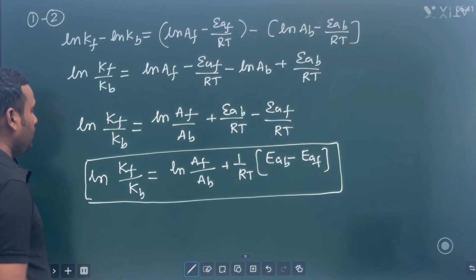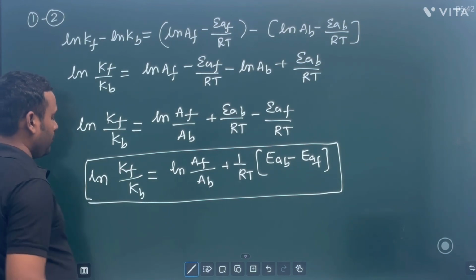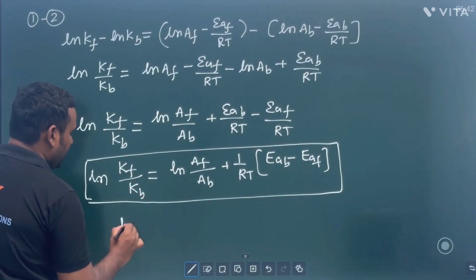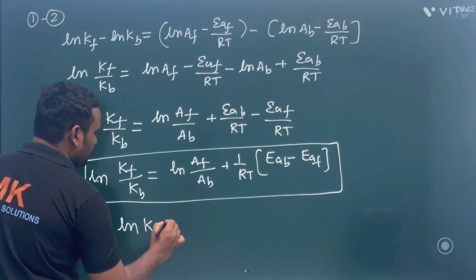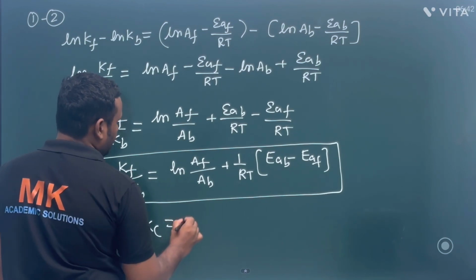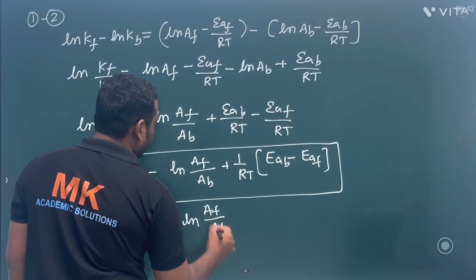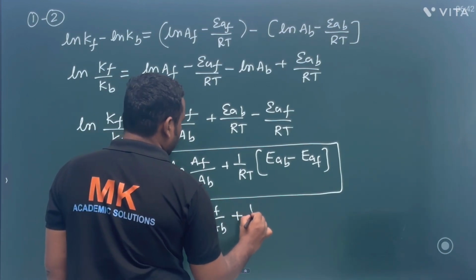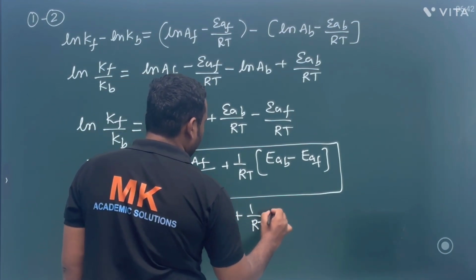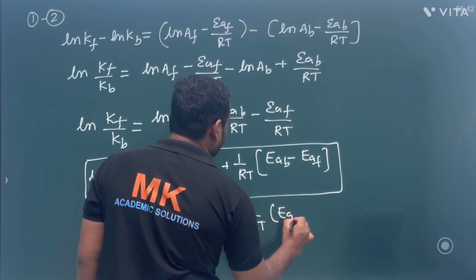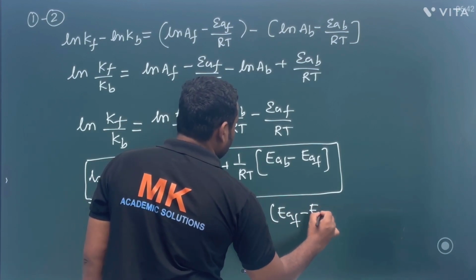So now here, what does ln kf by kb mean? Kf by kb means ln Kc you will get, and here ln AF by AB plus 1 by RT into (EAF minus EAB).